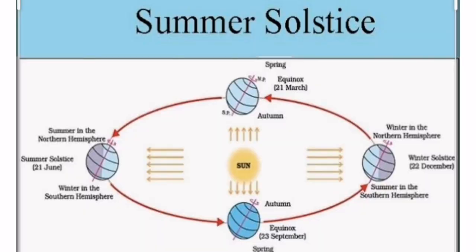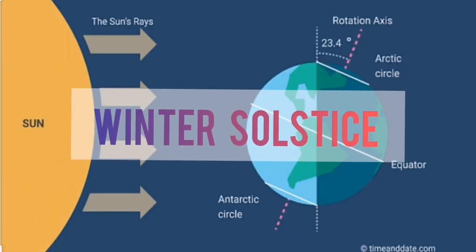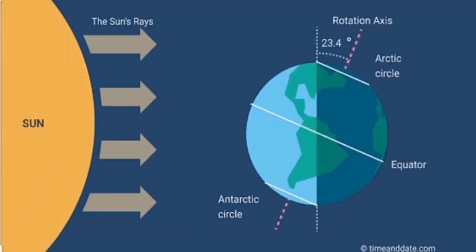Now, did you see a picture here? This is an example for your winter solstice. So on 22nd December, what is the date? On 22nd December, the Tropic of Capricorn.